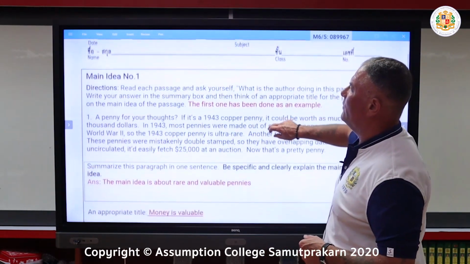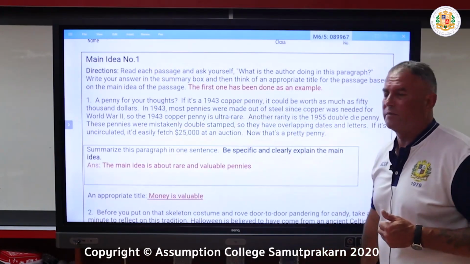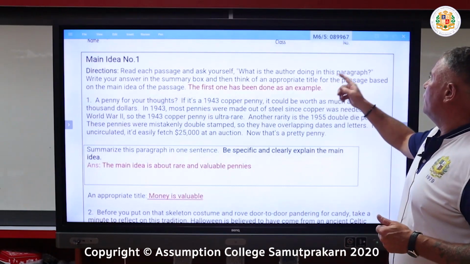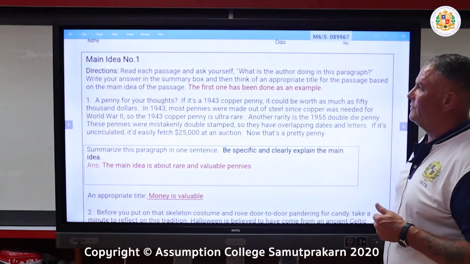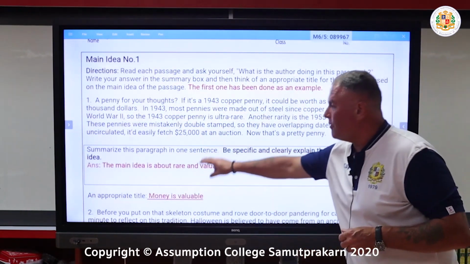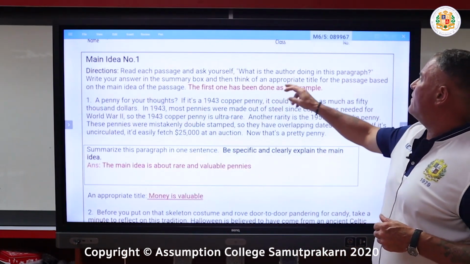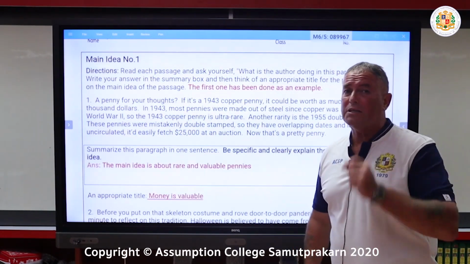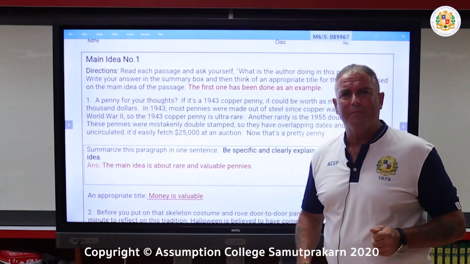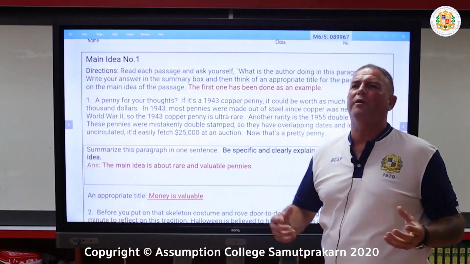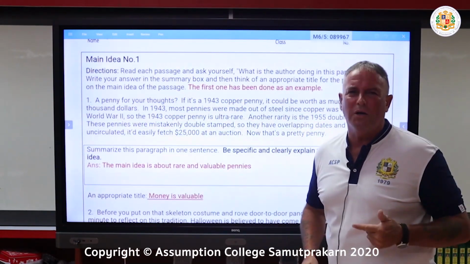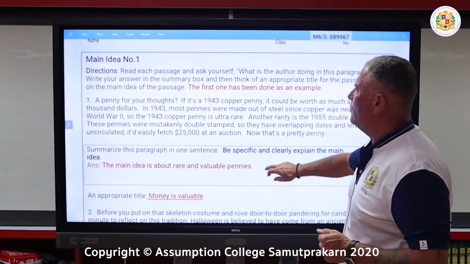So let's have a look at the first one. It says directions: read each passage and ask yourself, what is the author doing in this paragraph? Write your answer in the summary box and then think of an appropriate title for the passage based on your main idea. Okay? This is a chance for you to be creative and just to think, what is that topic? The topic will be 1 or 2 words. Okay? So have a look here.